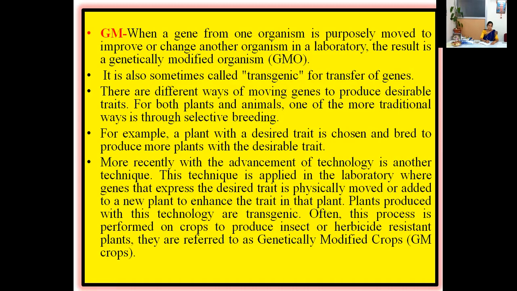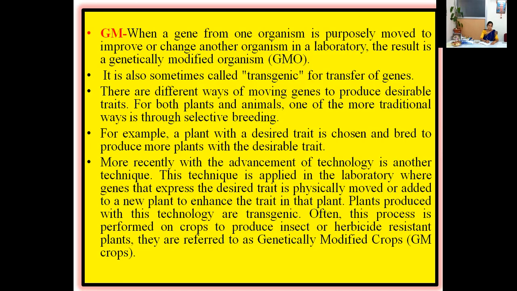There are different ways of moving genes to produce desirable traits. For both plants and animals, one of the more traditional ways is through selective breeding. For example, a plant with a desired trait is chosen and bred to produce more plants with the desirable trait. More recently, with the advancement of technology, there is another technique applied in the laboratory, where genes that express the desired trait are physically moved or added to a new plant to enhance the trait in that plant. Plants produced with this technology are transgenic.